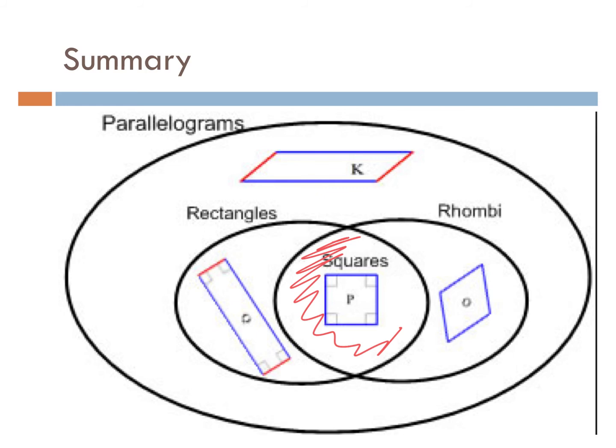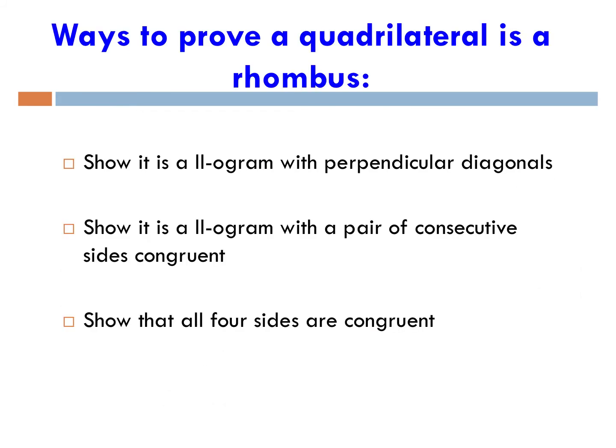So that's where this gets kind of confusing with the always, sometimes, nevers that I've been warning you about for the last few weeks. All right, so the way that we could prove that a quadrilateral is a rhombus, you could show that it's a parallelogram with perpendicular diagonals. You could show that it's a parallelogram with a pair of consecutive sides that are congruent, consecutive being next to each other. Or you could show that all four sides are congruent. So again, here, perpendicular diagonals: to find if diagonals are perpendicular, you would find the slopes. So you would calculate the slope of each diagonal, and if they are perpendicular, you're going to get opposite reciprocals.